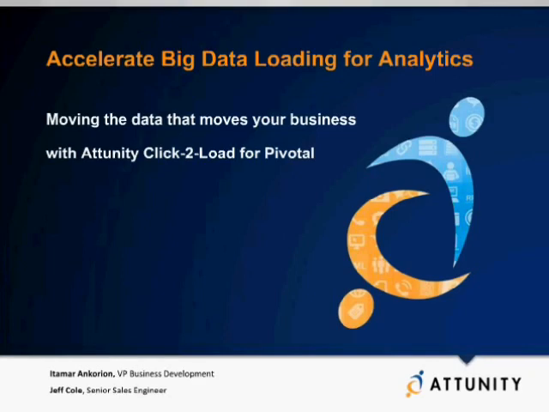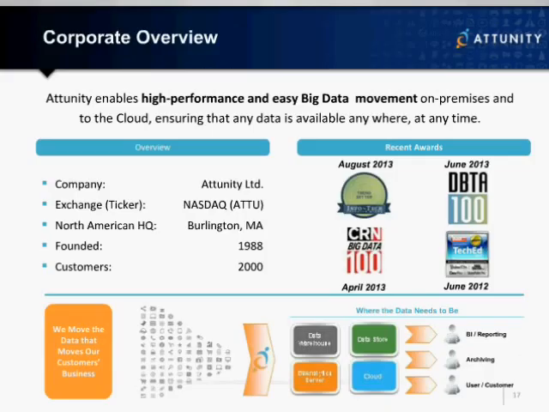So as a very quick introduction about Attunity, Attunity is a leading provider of software solutions that enable high performance, fast, easy, big data movement on premises and in the cloud to enable data to be available where and when people need it. A key focus in that is on BI and analytics. We're a Nasdaq-traded company with a global presence, founded over 20 years ago with over 2,000 customers across all major industries that use our software on a global basis.